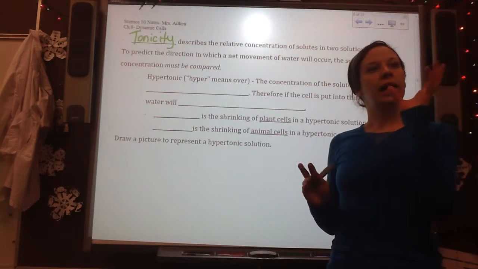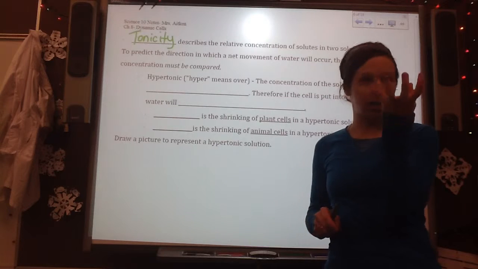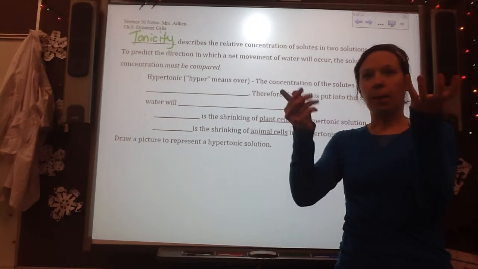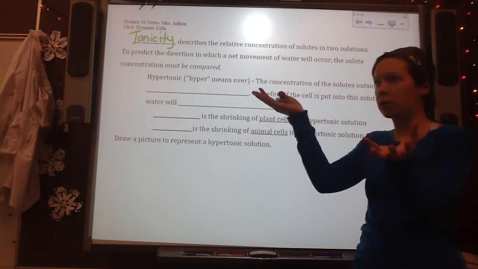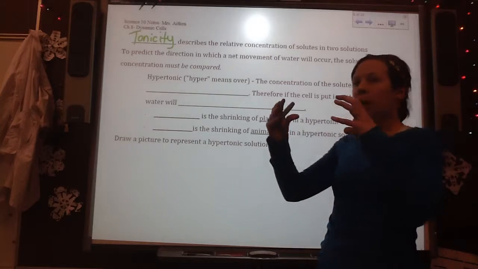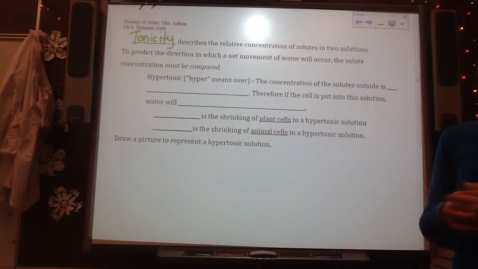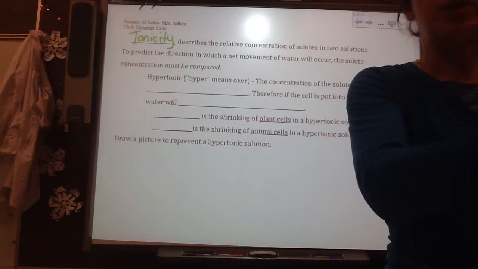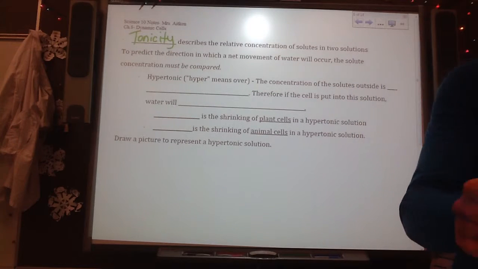Or say, like in our experiment, we're going to compare what's in the egg as a solution, right? Because there are fluids inside the egg, compared to the fluids that are going to be around it. So we're always going to compare solutions, and we're going to compare what's inside one solution to another. Like the starch was a solution, and the iodine mixture was a solution, so we can compare them. So tonicity is comparing solutions.